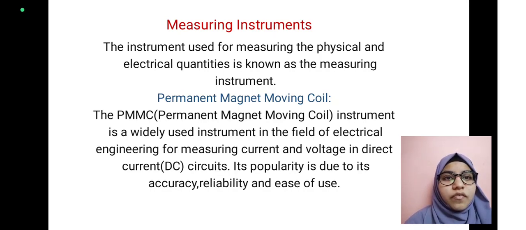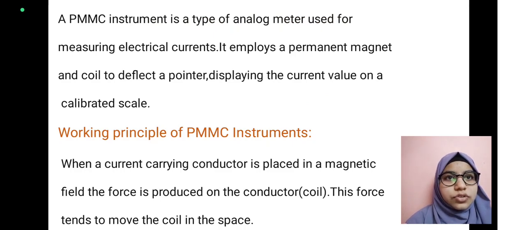The PMMC instrument is a widely used instrument in the field of electrical engineering for measuring current and voltage, especially in DC circuits. Its popularity is due to its accuracy, reliability, and ease of use. Next, the PMMC instrument is a type of analog meter used for measuring electrical currents. It employs a permanent magnet and coil to deflect a pointer displaying the current value on a calibrated scale.